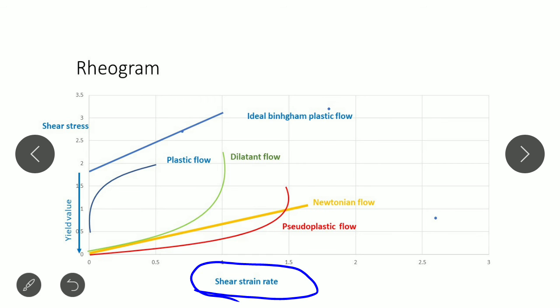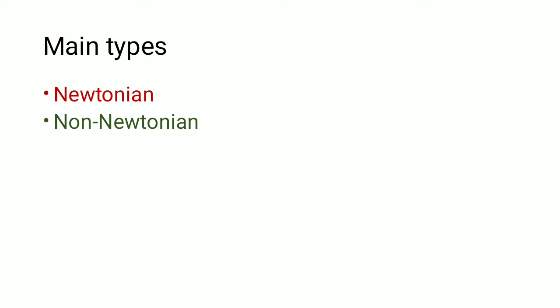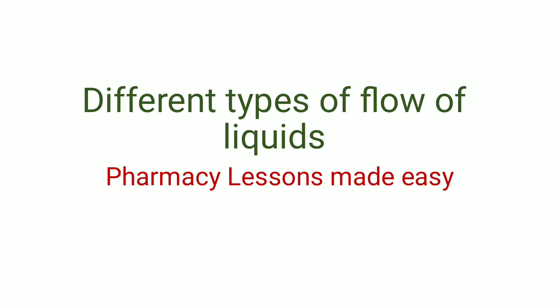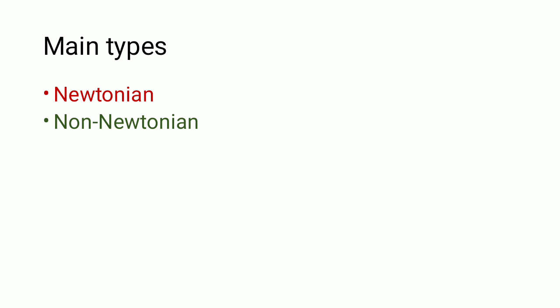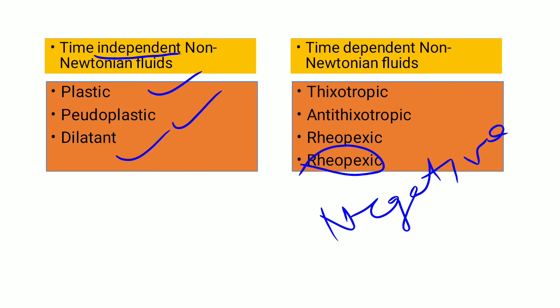Moreover, what we talked about today in this video, the different types of fluids, Newtonian and non-Newtonian are the major categories. Non-Newtonians are further subdivided into time-independent and time-dependent fluids. Time-independent fluids include plastic, pseudoplastic, dilatant fluids, whereas time-dependent non-Newtonian fluids include thixotropic, antithixotropic, rheopexic, and negative rheopexic fluids.